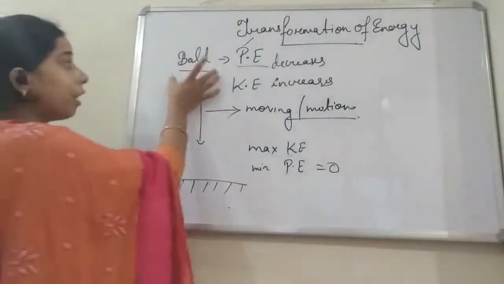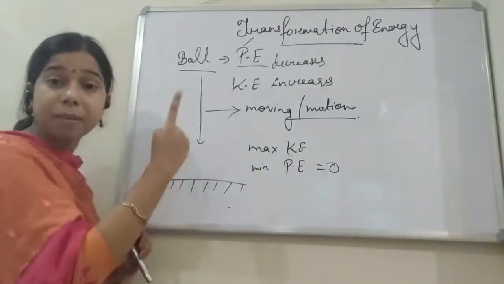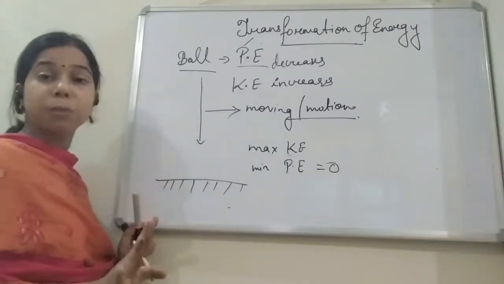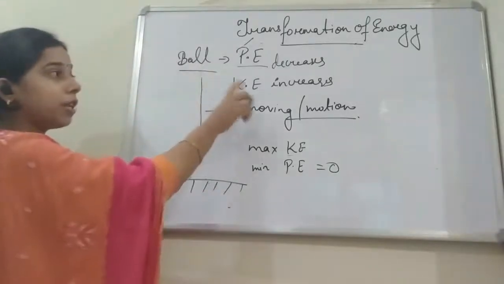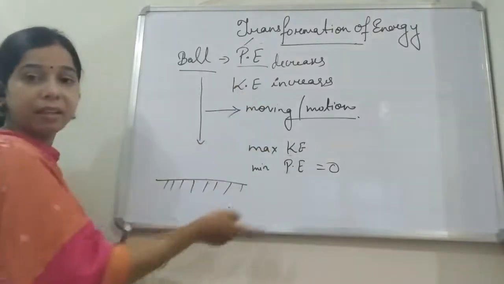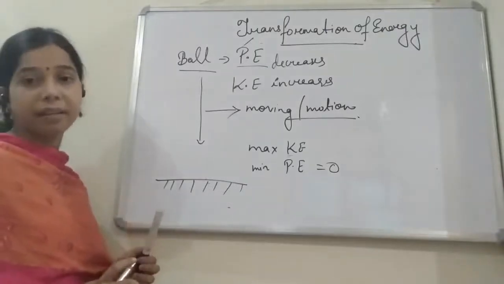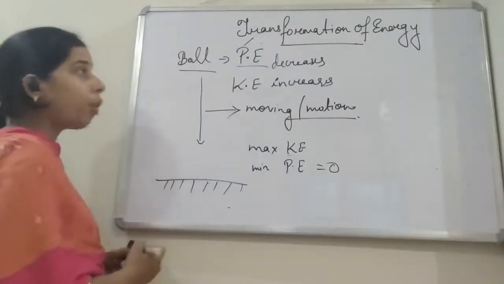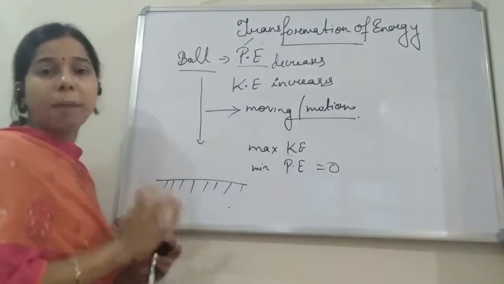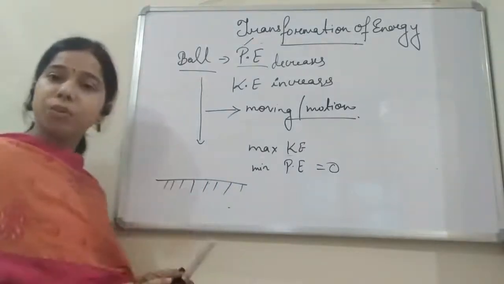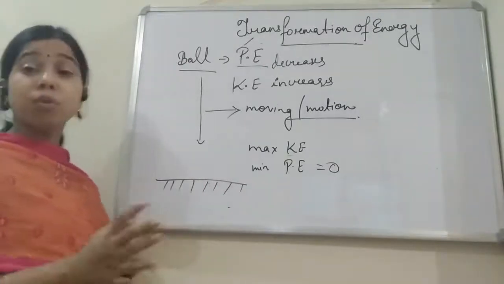So when it was kept at the roof, potential energy was maximum and kinetic energy was zero, because the object was at rest. As it starts moving down, the potential energy starts decreasing and the kinetic energy increases. When you see the values of the potential and kinetic energy, student, you will see that the amount of energy used by the potential energy will be equal to the amount of energy gained by the kinetic energy. It means there is no loss of energy.